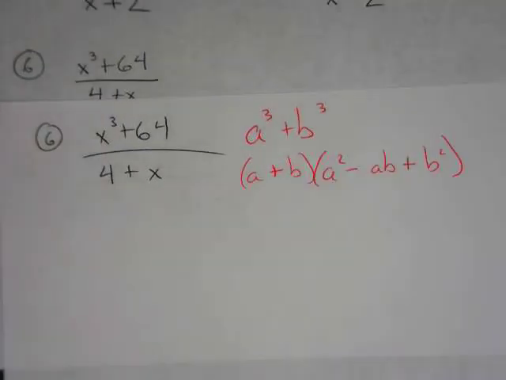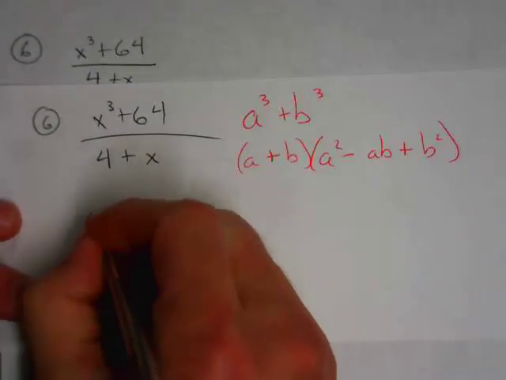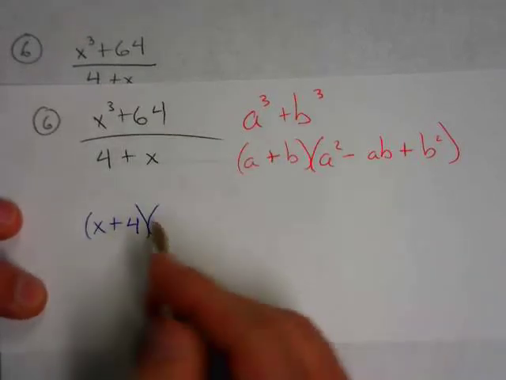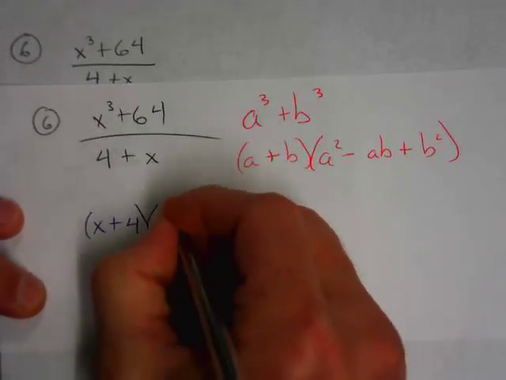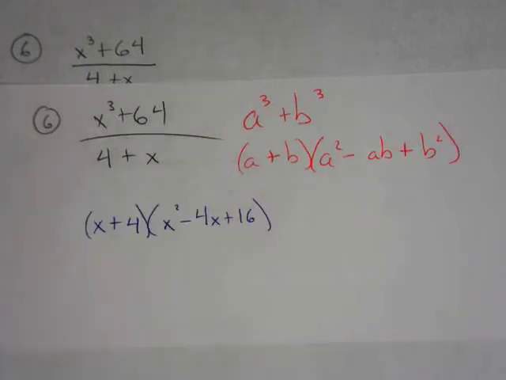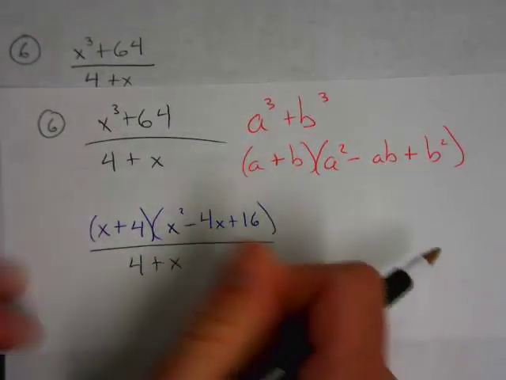So we have to remember how to factor sums of cubes and differences of cubes, because factoring is a huge deal. When we look at number 6, in the numerator we have to apply our factoring of cubes. It's all about recognition. In the numerator we're looking at x plus 4, because 4 cubed is 64, times x squared minus 4x plus 16. In the denominator, we have 4 plus x.